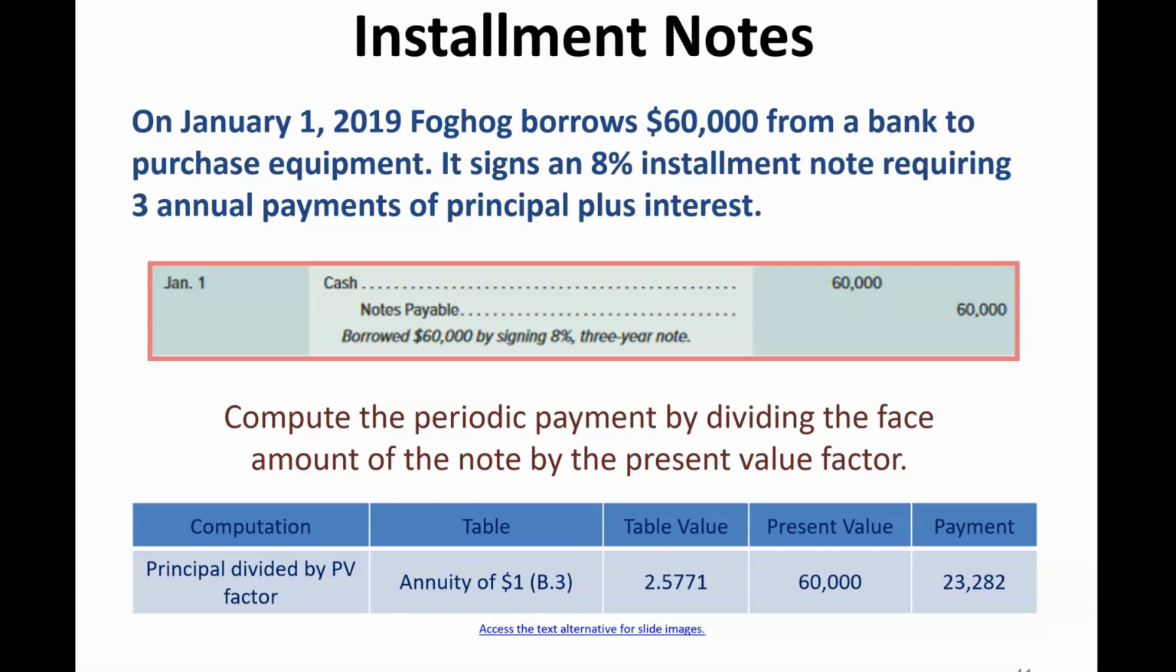Now, you'll have a table value that you will use to multiply this by, and that's going to be given to you. And we'll look at that for the amount of the payment. This is a $60,000 loan at 8% for 3 years. So on the table, you would look up 8% going across the table and 3 years going down. And then where do the two meet? That's your table value. Multiply that table value by the present value, and you get $23,282. That is your annual payment.